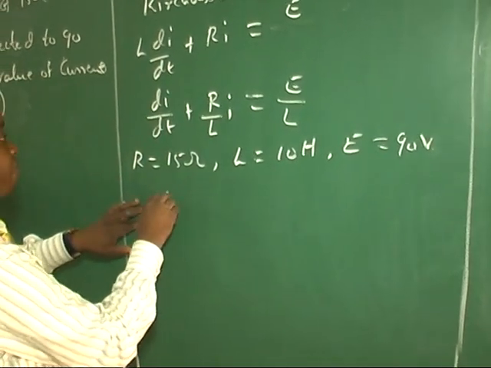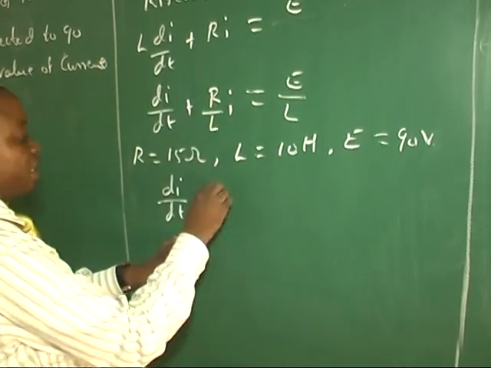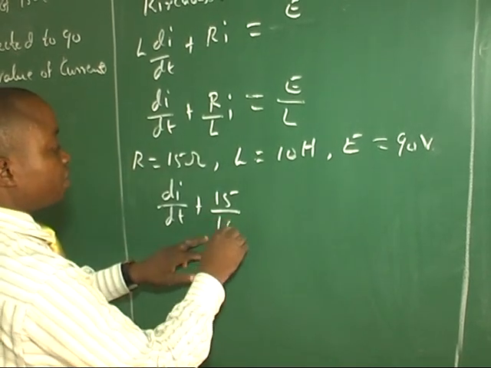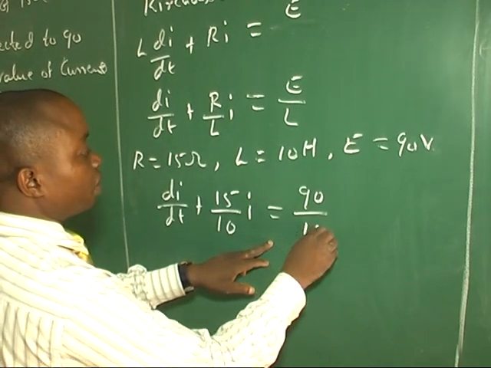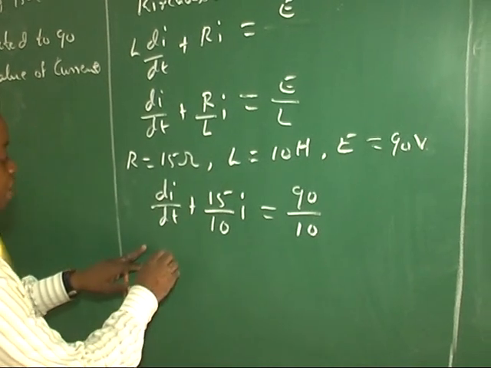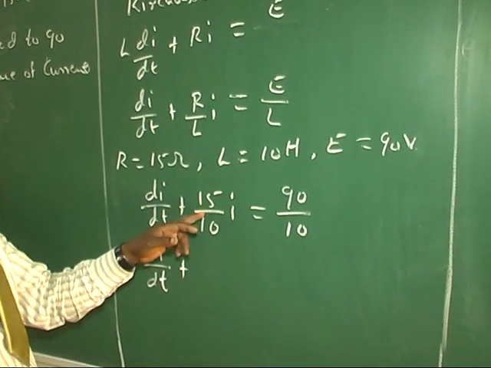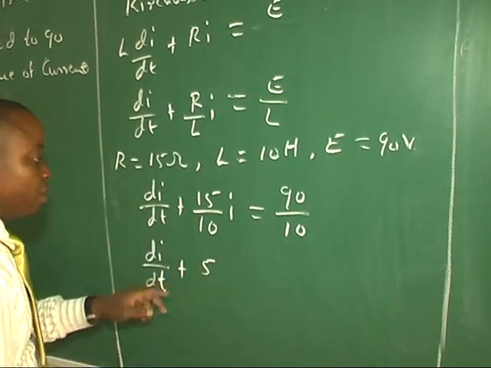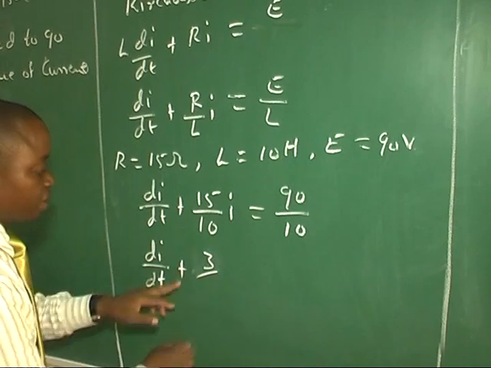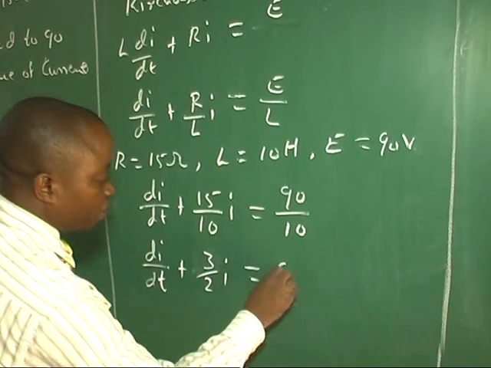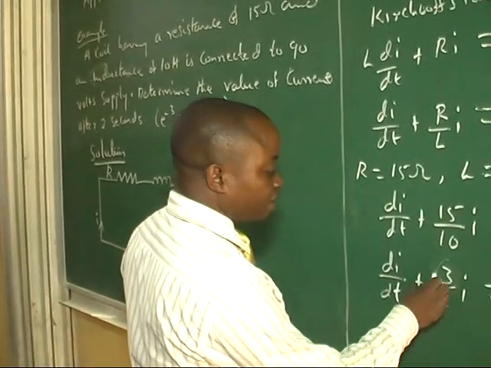So if we put that here, we have dI/dt plus, look at R is 15, L is 10, I will be equal to 90 over 10. Let me simplify here: 5 can go here 3 times, 5 can go here 2 times, so we have 9 when we divide it by this. Now we have to recognize the integrating factor, which is given by this.